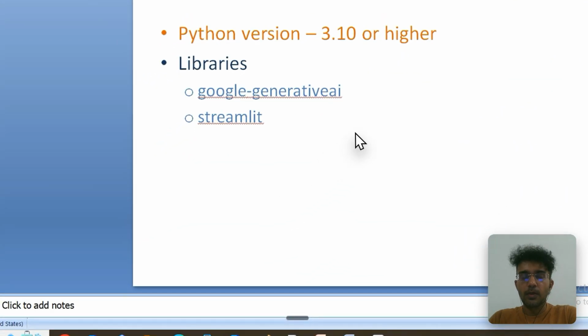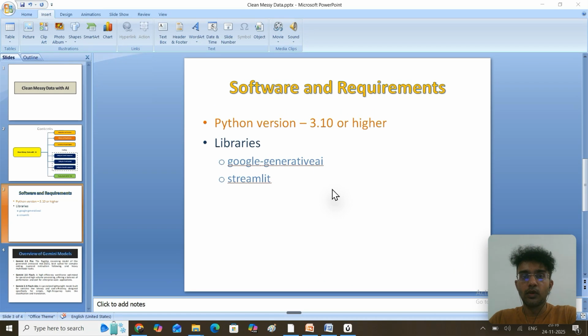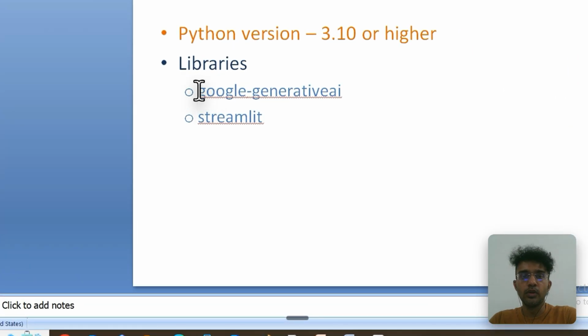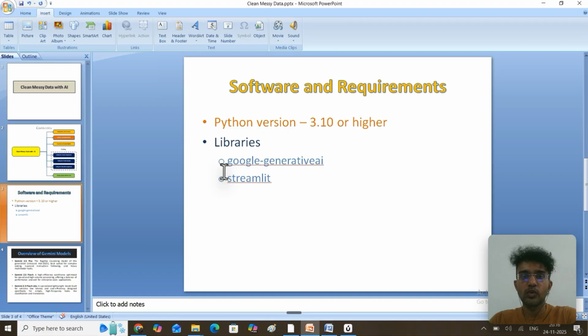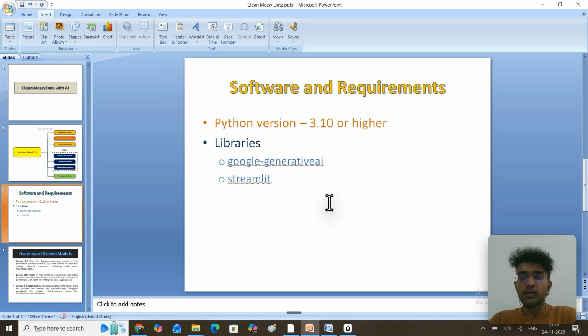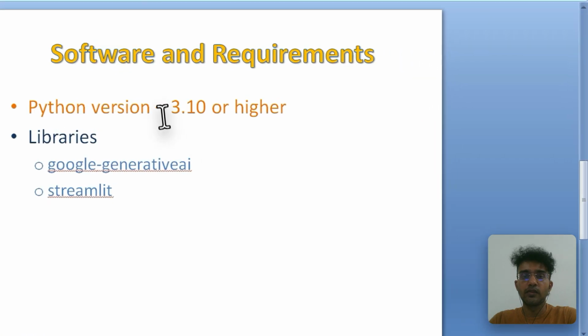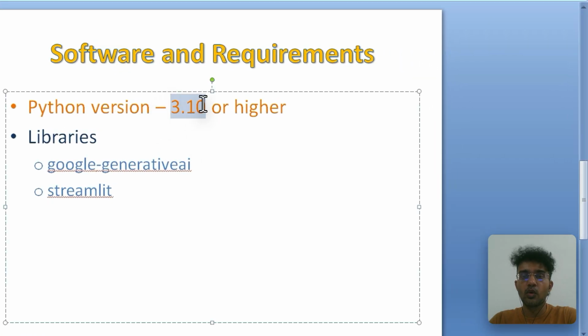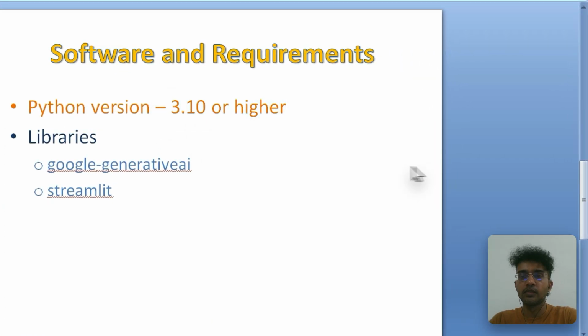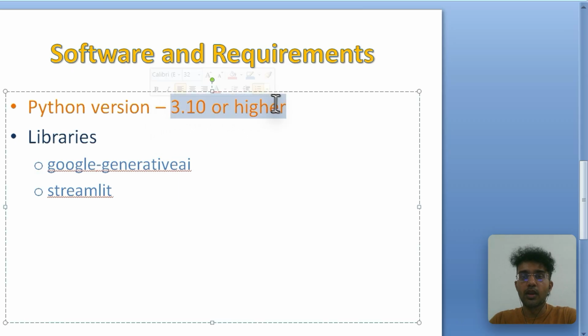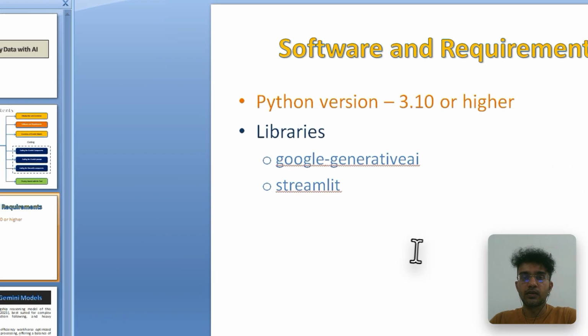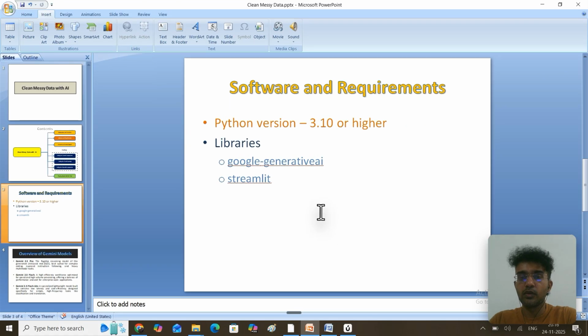Hey there. So now let's talk about the software and requirements. Basically, the main libraries that we're going to use are the Google Generative AI and the Streamlit, right? To build this application, you require these two Python packages, and both of these run smoothly when the version is 3.10 or higher, right? So make sure you have a Python version which is 3.10 or higher. Apart from this, there's nothing specific you need to use.